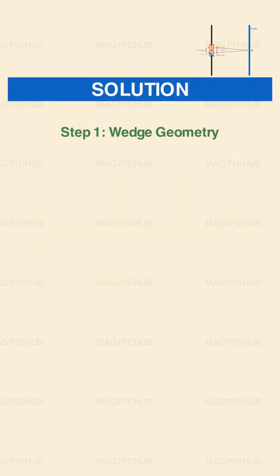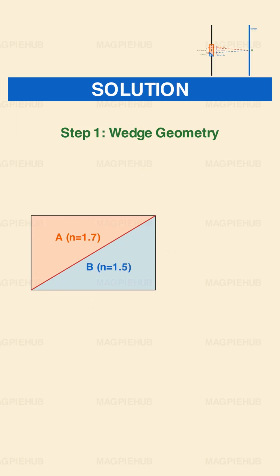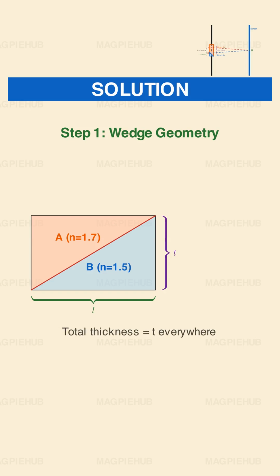First, understand the wedge geometry. The two wedges A and B together have a constant total thickness T equals 12 micrometers at every point. But the proportion of A and B changes along the slant. Over the slant height L equals 1 millimeter, the thickness of wedge A varies linearly from 0 to T and wedge B varies from T to 0. The key question is, what thickness of A and B does each slit see?